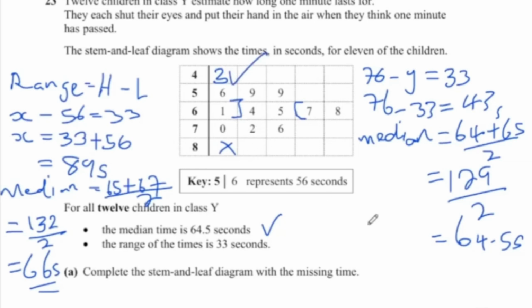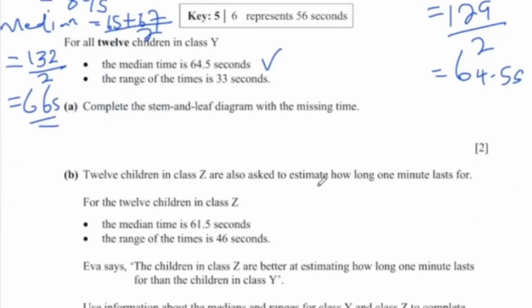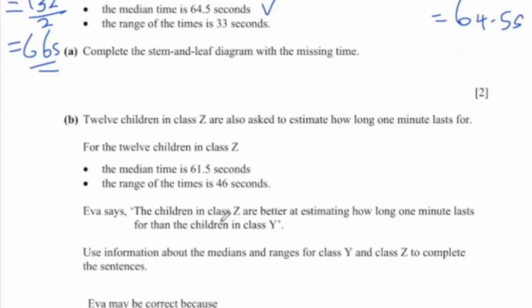So this is how we calculate it. Now let's go to the next question. 12 children in class Z are also asked to estimate how long 1 minute lasts for. For the 12 children in class Z, the median time is 61.5 seconds. The range of the time is 46 seconds. So Eva says, children in class Z are better at estimating how long 1 minute lasts for than the children in class Y. Now let's see.